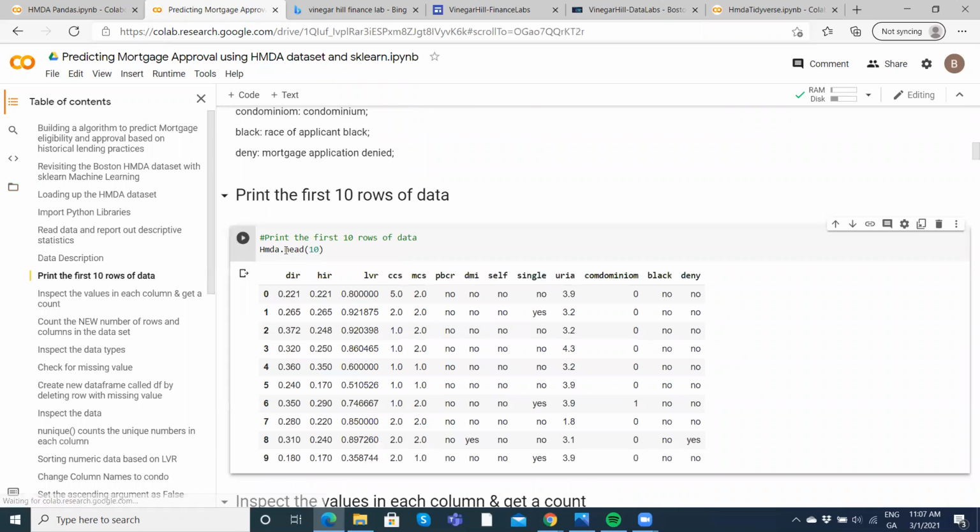If we run the HMDA data set and call up head, we get the first 10 rows. Now, what we observe is kind of the typical values there. An interesting one is the final 5 rows, right? So we might just do tail here and take note of something.